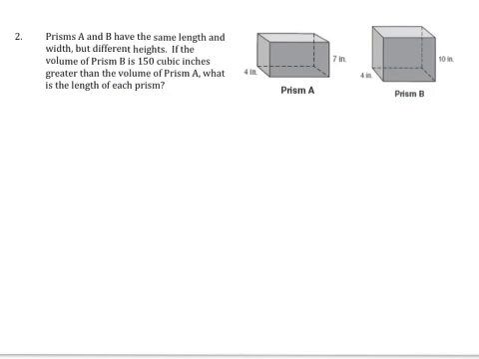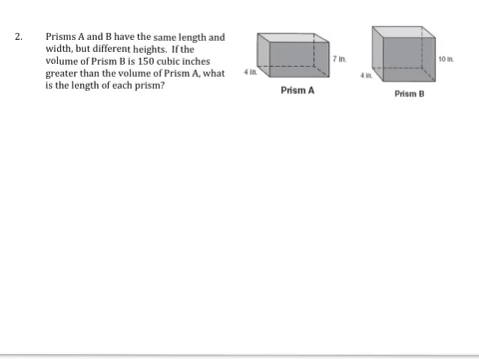Okay, this last problem is a bit more complicated, but it's still not bad. Prisms A and B have the same length and width, but different heights, so 4 by whatever and 4 by whatever. If the volume of prism B is 150 cubic inches greater than the volume of prism A, what's the length of each prism? So Cavalieri's principle does not apply in this case, because even though we have parallel bases and the areas would be the same, the heights are not.